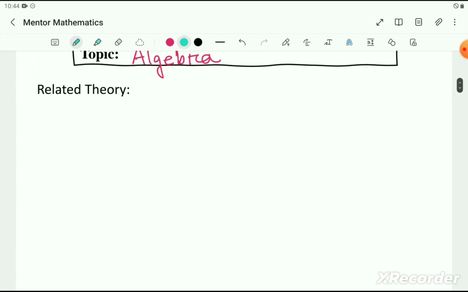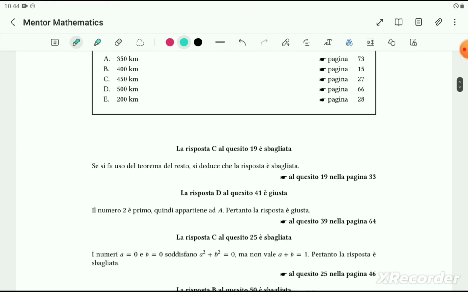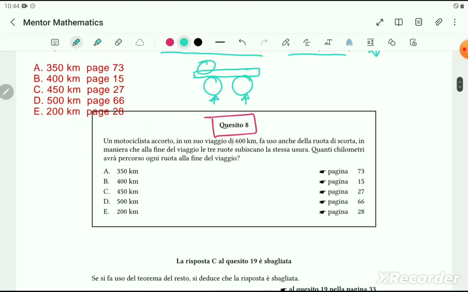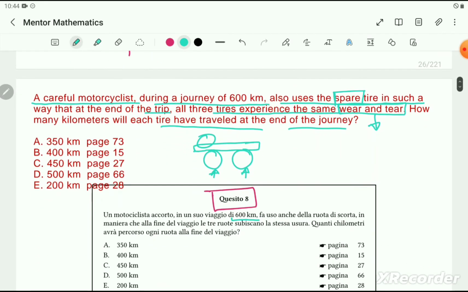Okay, so total distance is 600 kilometers, and he used these 3 tires in such a way that all tires have an equal distance. So we have to find out how many kilometers each tire will have traveled at the end of the journey. Of course, it's very simple to say that all 3 tires will travel exactly the same amount of distance.